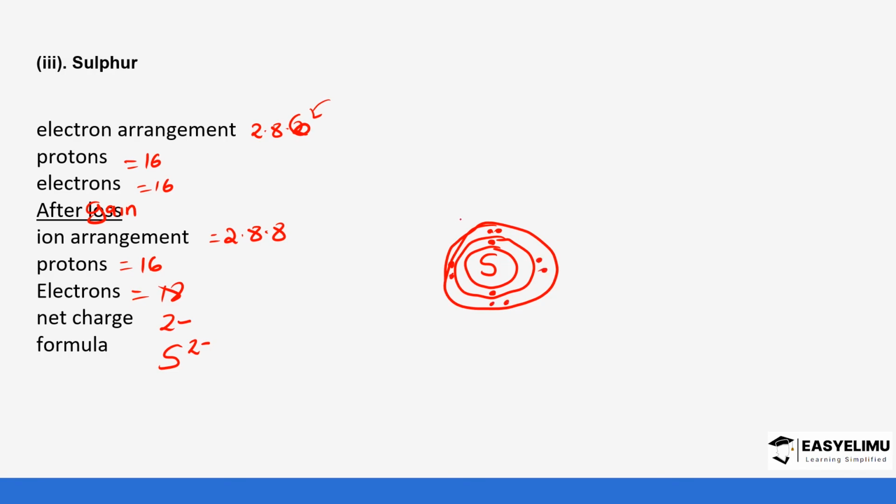And the third shell is going to occupy the remaining 8 electrons. And then don't forget we said you put the brackets at the end and you put the 2 minus.